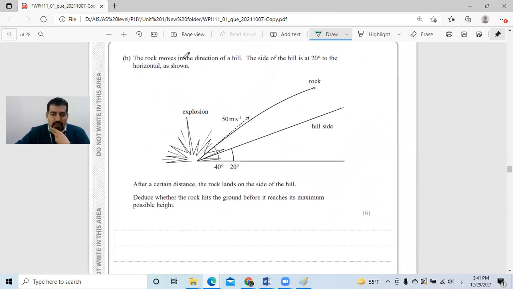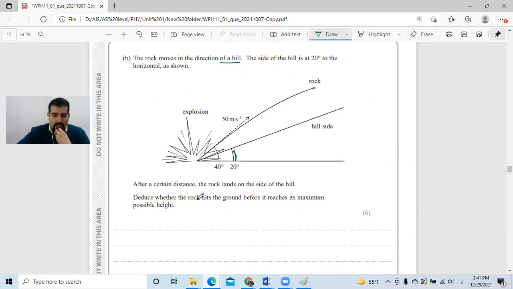The rock moves in the direction of a hill. We have a hill, and its angle is 20 degrees to the horizontal. The hill is 20 degrees above what? The horizontal, as shown. After a certain distance, the rock will land on the side of the hill. We don't know if it reached the maximum height or not. It will land on the side of the hill. Type what they ask.